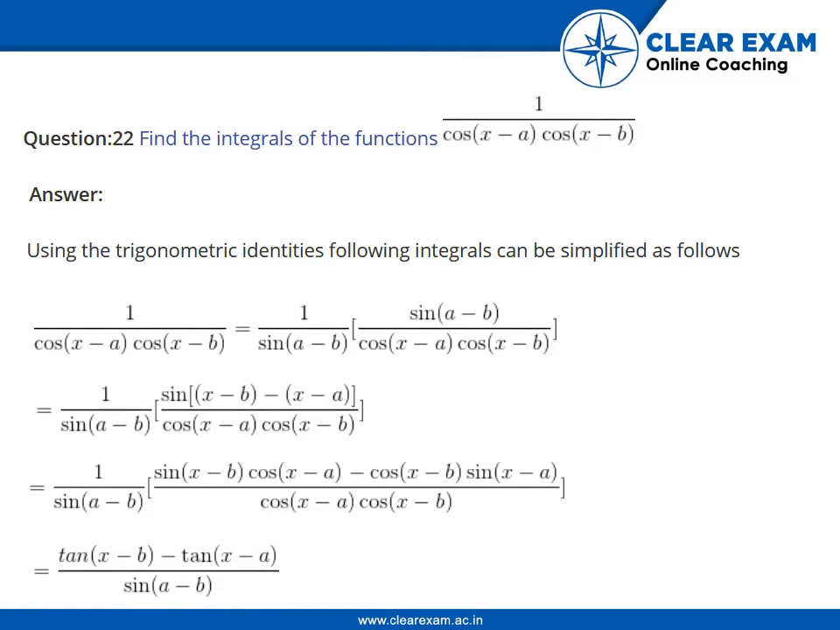Hello guys, today we are going to solve a question from the chapter integral functions, and let us see what we have today. So we have to find the integration of the function 1 upon (cos x minus a) multiplied by (cos x minus b).